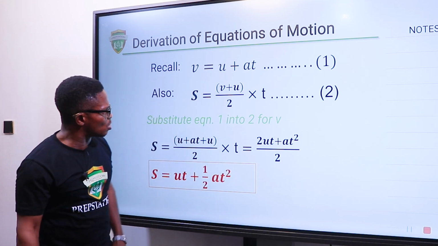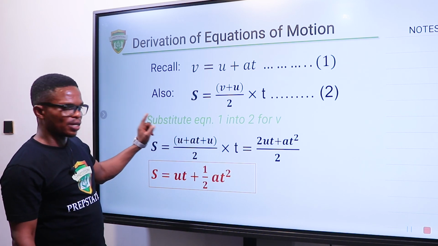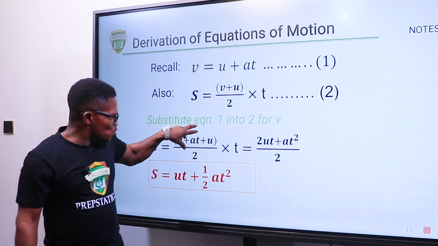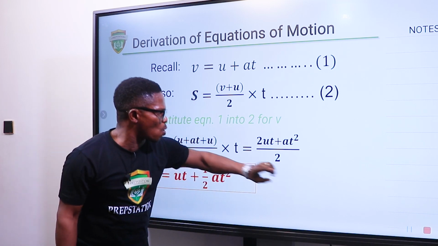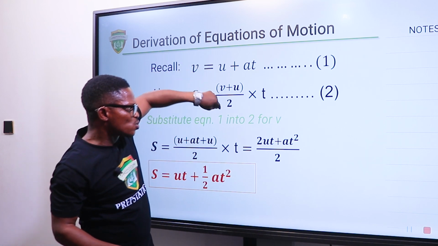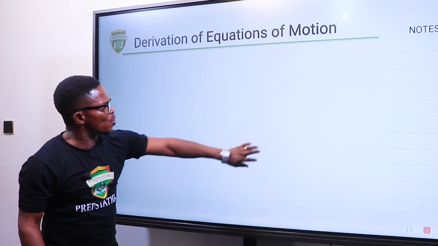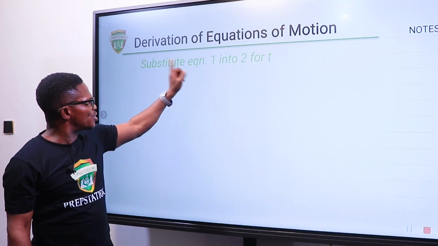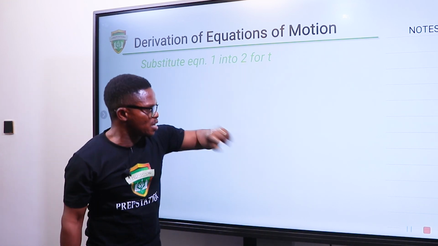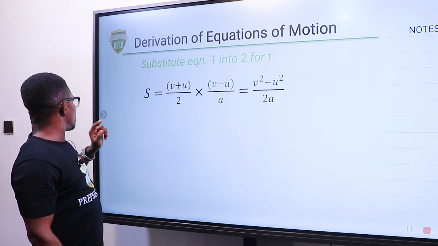I like using simple methods to do things so that students can quickly understand. As you can see, what is the method here? Just substitute equation 1 into 2, and you get equation 3. I'm going to use this pattern also to get equation 4, but this time around, I will substitute for T. So I'm still going to substitute equation 1 into 2, just the same way I did for equation 3. Follow me? Now, to get equation 4, what will you do? Substitute the same equation 1 into equation 2, but this time for T, not for V. So that means I have to go back to equation 1 and make T the subject of the formula.